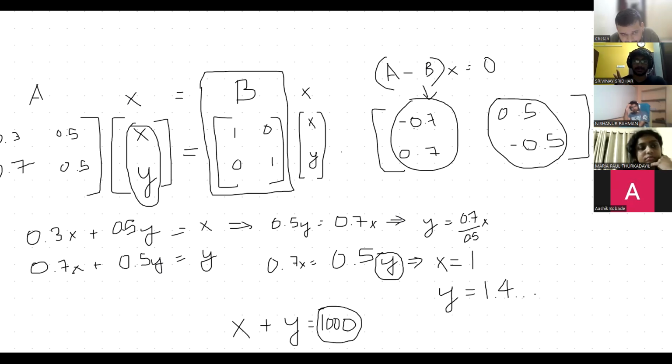Now, question number 2. If I have two vectors, what is the span of these two vectors? Complete plane, if they are independent. Two independent vectors might span a plane. Exactly. So there comes the dependence.